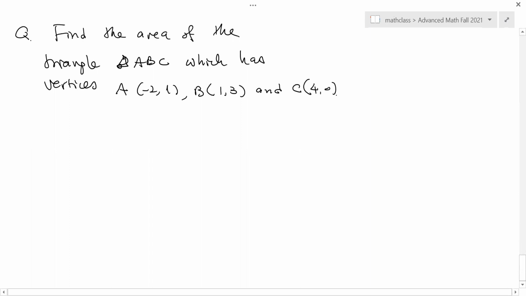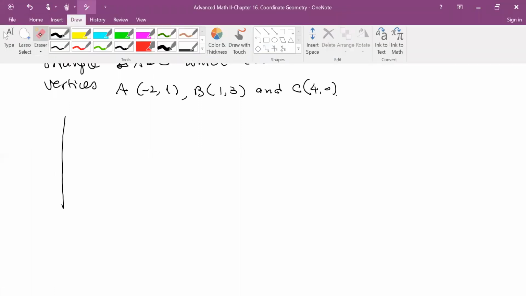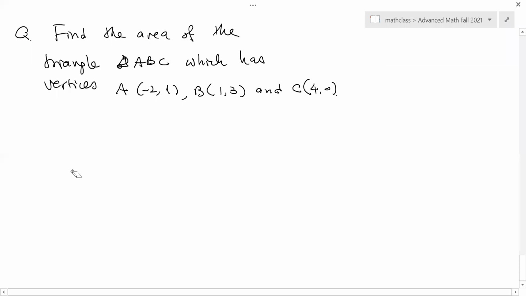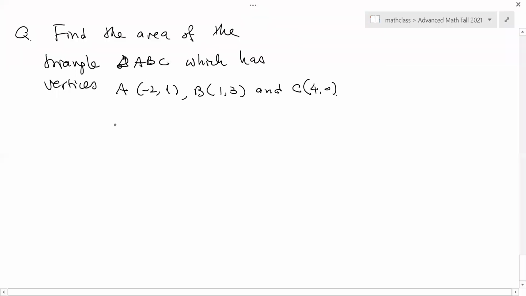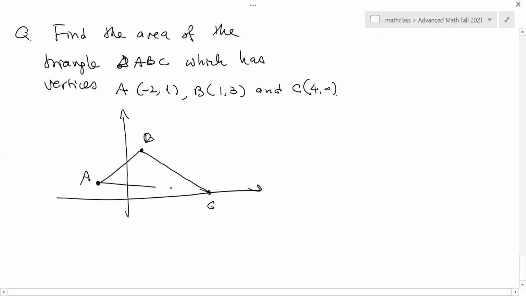All right, so here's a triangle, right? First of all, you plot 3 points into the XY plane. So the first point, -2 and 1, that's A. The second point, 1 and 3. The third point, 4 and 0. Okay, so the triangle looks like that.